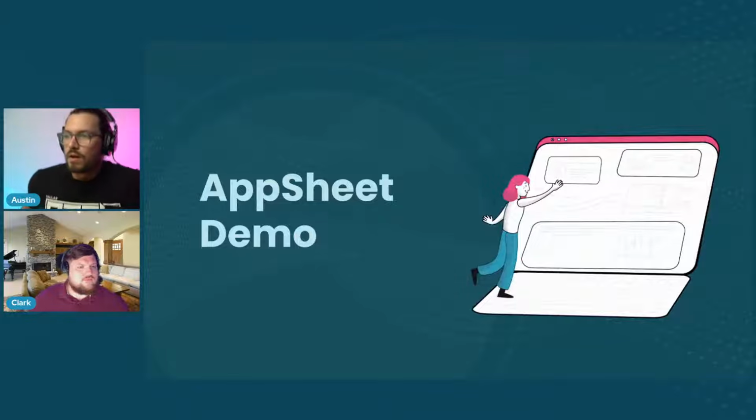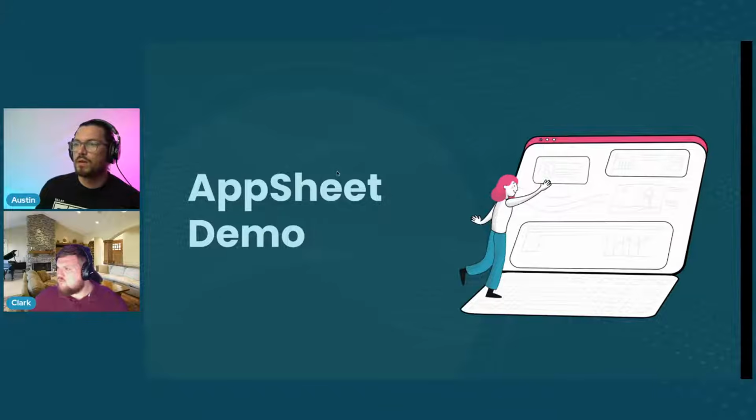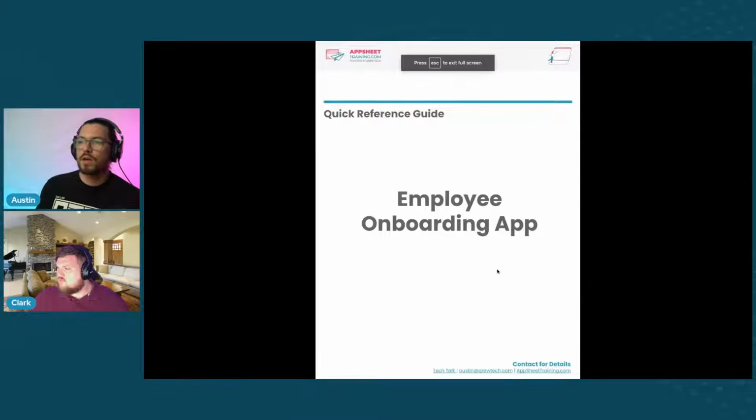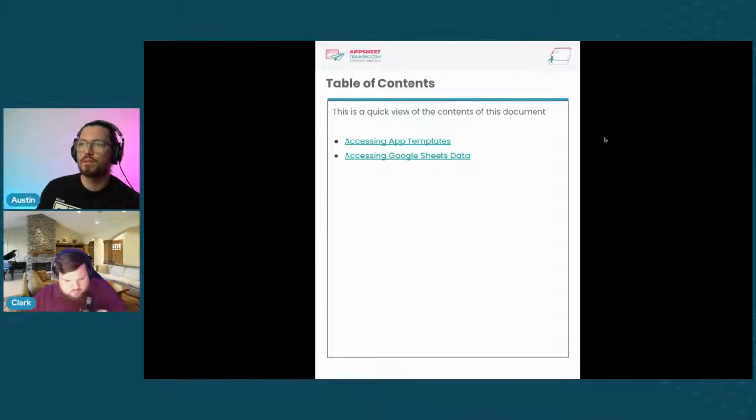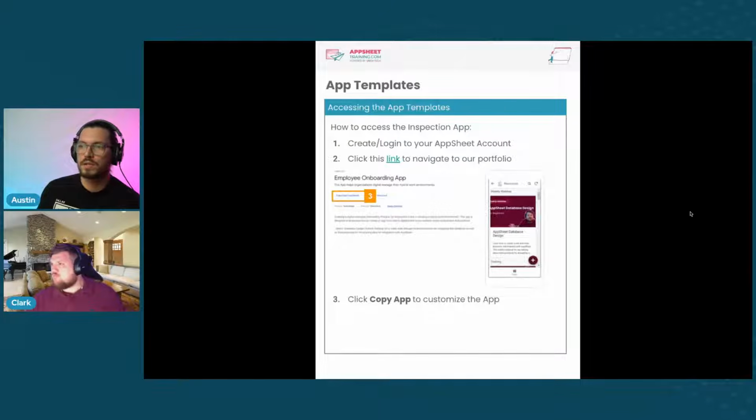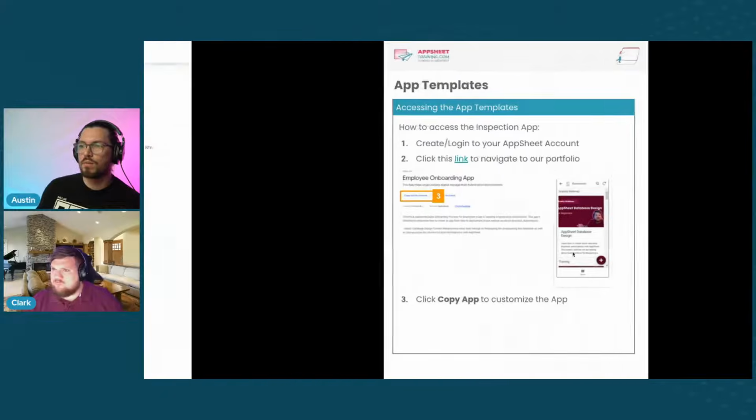All right, so let's look at our AppSheet demo real quick. Let me switch over to my tabs. Okay, so this is our employee onboarding app. If you haven't gotten this quick reference guide yet, make sure to sign up and register for our weekly webinars at appsheettrain.com/webinar, and you can get access to this quick reference guide. It's also in the description. If you just click that copy and customize, you can start following along with us. It has a quick table of contents, and here's the app template. This is the app we're looking at today. You just click this link right here, and it will navigate you to our employee onboarding app.